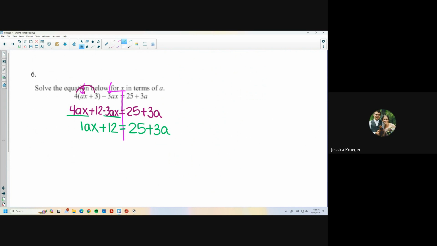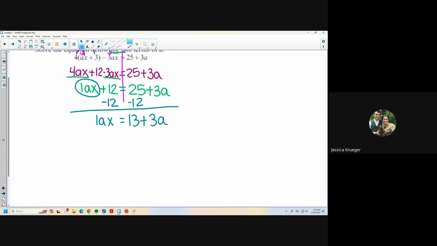I'm going to go back up and reread. I'm trying to isolate X. You always want to keep track of where that is. X is in this term and nowhere else. So I want to get this term by itself on the left side. Pause the video, see if you can figure out your next step. My next step is to get rid of the 12. So I'm going to subtract 12 from both sides. That gives me 1AX equals 13 plus 3A.